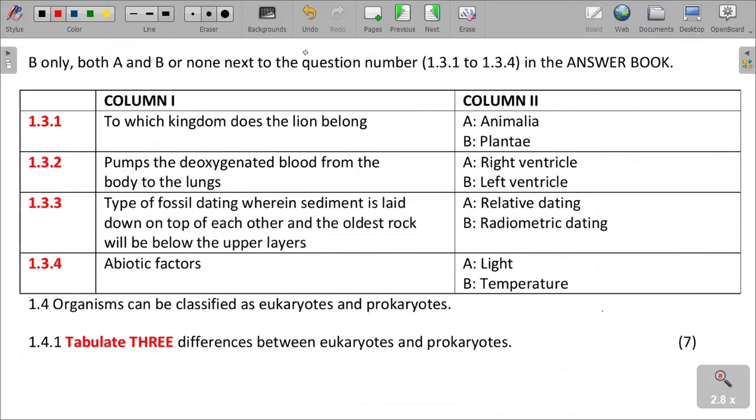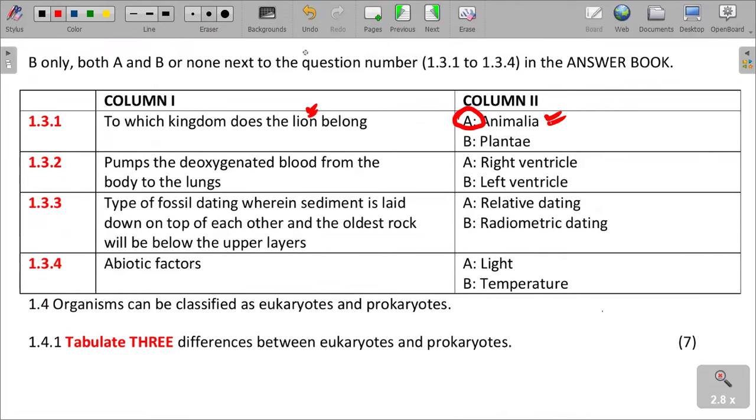A lion is an animal. So in this case, it must belong to Animalia. It belongs to Animalia. And obviously, if it was a plant, it would go to Plantae.